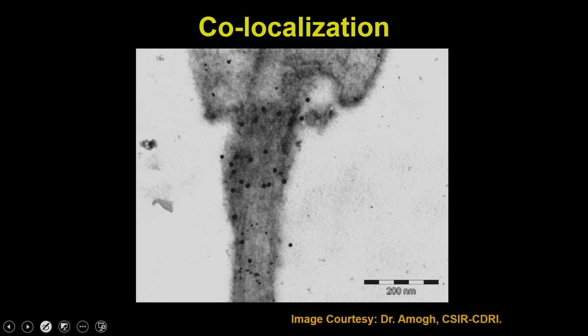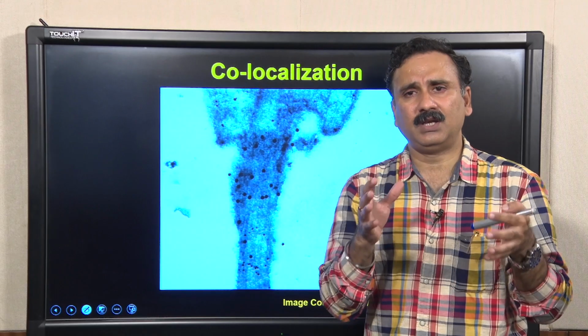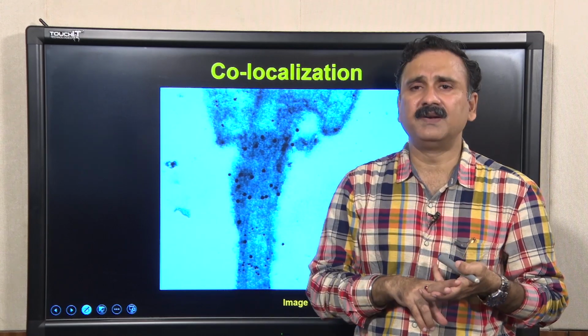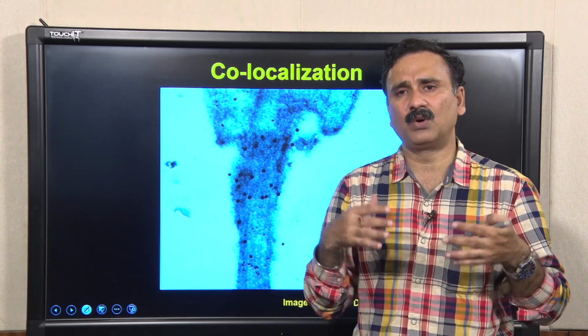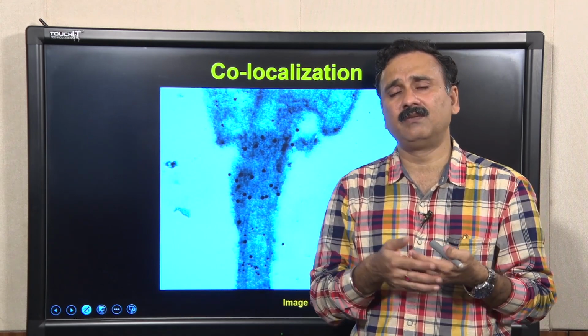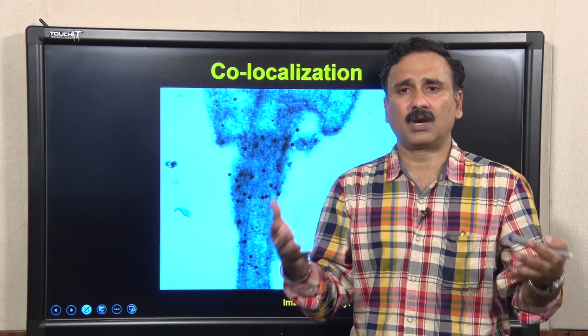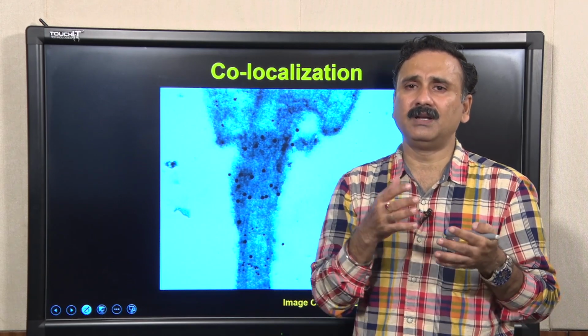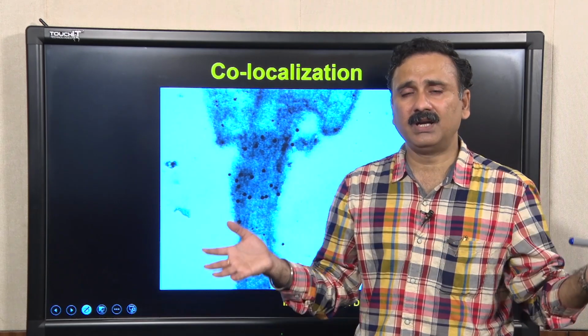Now, you can use the transmission electron microscope even for co-localization studies. If you remember, when we were discussing the fluorescence microscope, I said that you can use two different sets of secondary antibodies to localize protein A and protein B, and ask whether protein A and protein B are co-localizing to each other or not, whether their localization is different and all that.